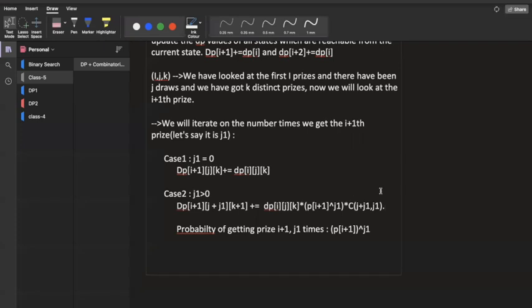Another way to look at it is that we can consider all prizes of type less than I plus 1 to be of a particular type, and all prizes of type I plus 1 to be of another type. And the number of ways to permute them is nothing but the total number of elements factorial divided by the factorial of the first element into the factorial of the second element, which will be j plus j1 factorial divided by j factorial into j1 factorial, which is nothing but j plus j1 C j1. Okay.